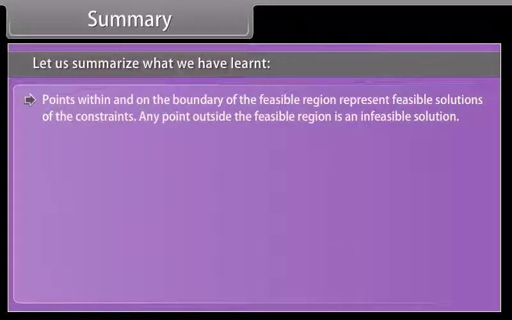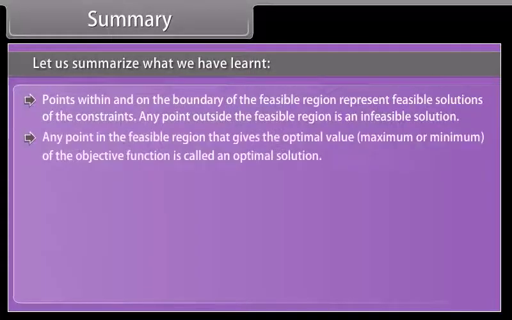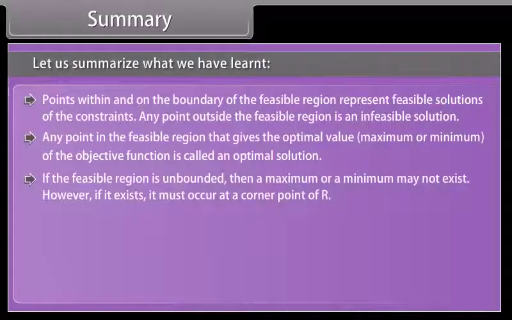Points within and on the boundary of the feasible region represent feasible solutions of the constraints. Any point outside the feasible region is an infeasible solution. Any point in the feasible region that gives the optimal value, maximum or minimum, of the objective function is called an optimal solution. If the feasible region is unbounded, then a maximum or a minimum may not exist. However, if it exists, it must occur at a corner point of R.